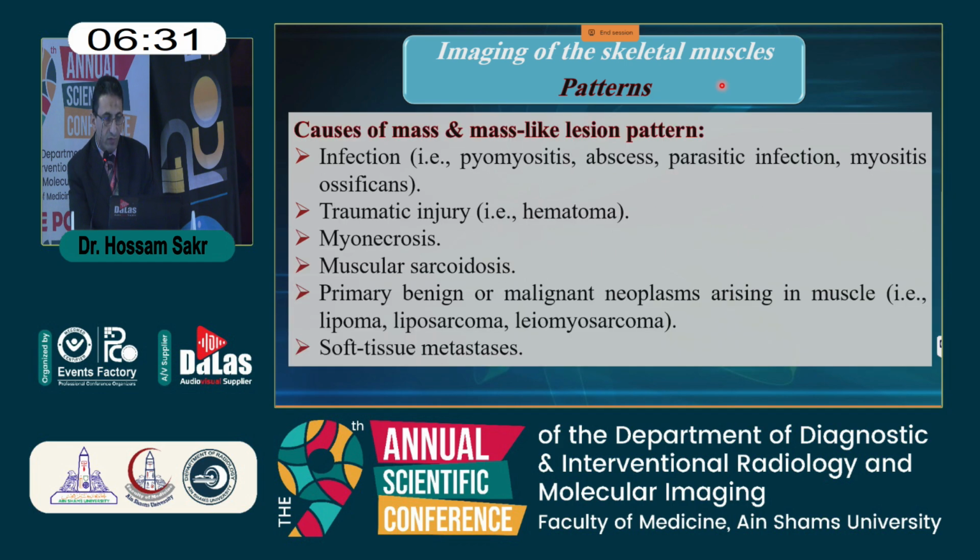Causes of mass and mass-like lesions pattern include infection such as pyomyositis, abscess, parasitic infestation, myositis ossificans, or traumatic such as hematoma, myonecrosis, muscular sarcoidosis, primary benign or malignant neoplasm arising within the muscle such as lipoma, liposarcoma, and leiomyosarcoma, and soft tissue metastasis.